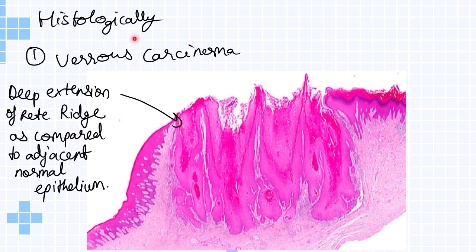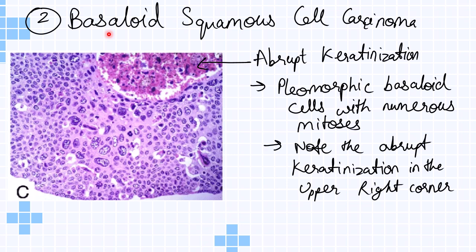Moving on to histological variation, the first one we have is Verrucous carcinoma. To understand this, first we need to understand what are rete ridges. They are nothing but downward extension of epidermis into the underlying dermis. In Verrucous carcinoma, there is deep extension of these rete ridges as evident in this picture. Next is Basaloid Squamous Cell Carcinoma. Microscopically, it contains pleomorphic basaloid cells with numerous mitotic figures. A characteristic feature is abrupt keratinization, which is often highlighted in histological images and practical examinations.